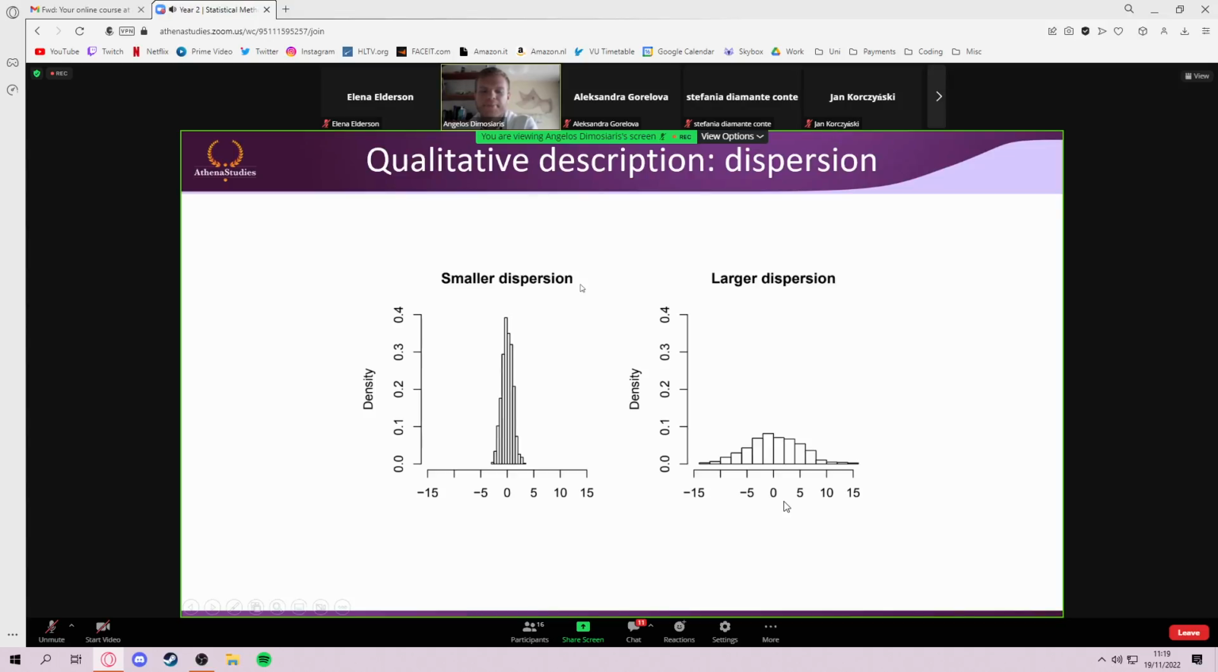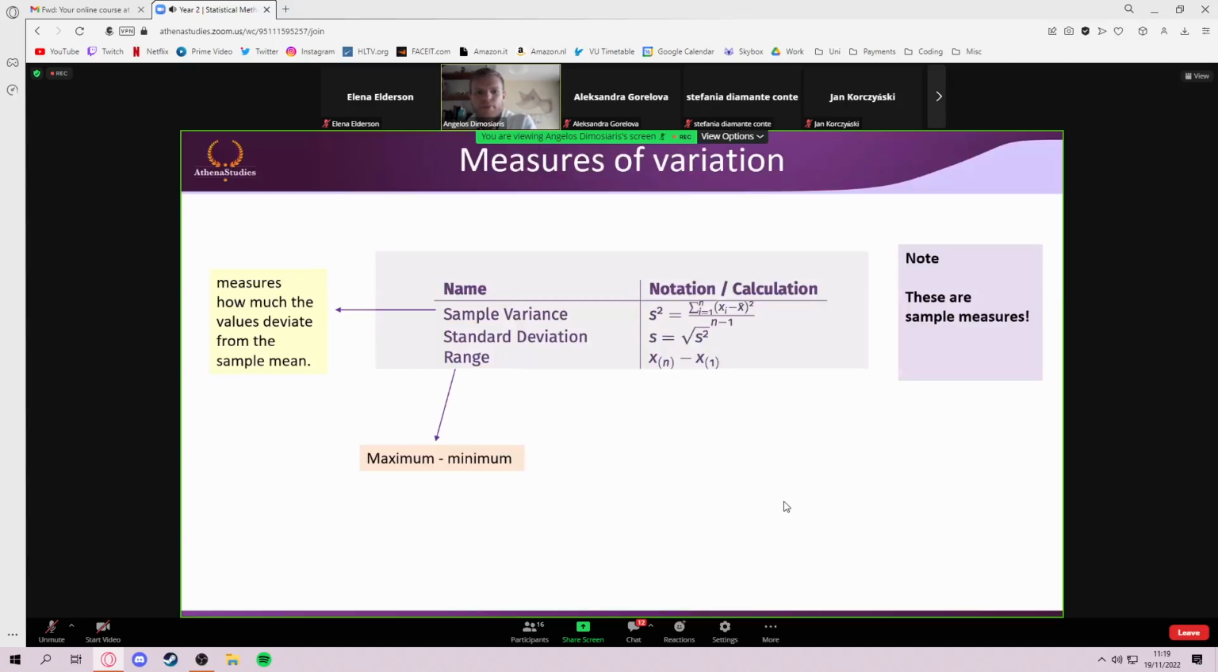Does it make sense? Perfect. Perfect. Cool. So, three different measures of variation of spread.